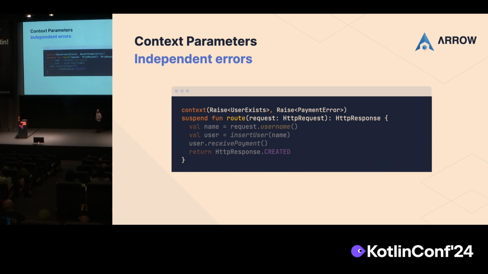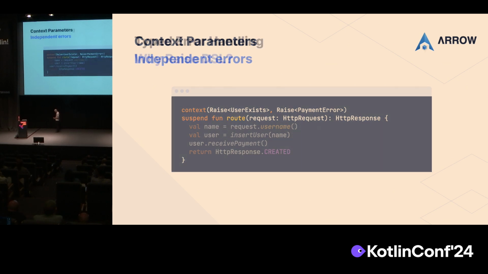Context parameters will completely free us from the need for layering. This is extremely powerful. Within the context parameters, we can define errors independent of each other. And that means that we no longer have to create a common parent, but that also means that we can handle individual errors wherever in our entire program. And this is typically very hard to do with more traditional approaches. And we can also see that our function body stayed exactly the same as before.